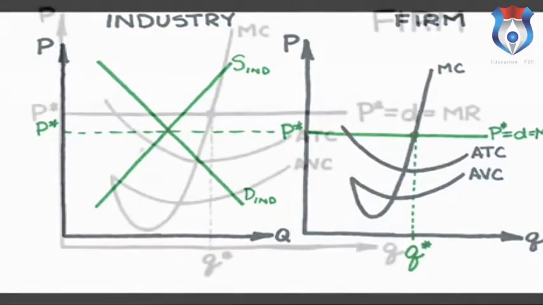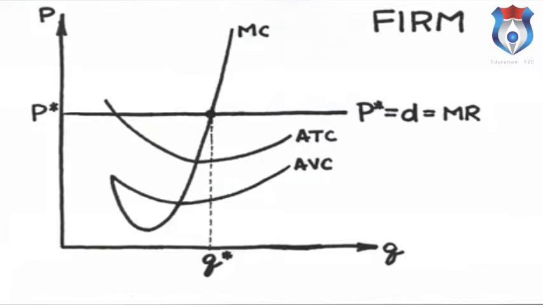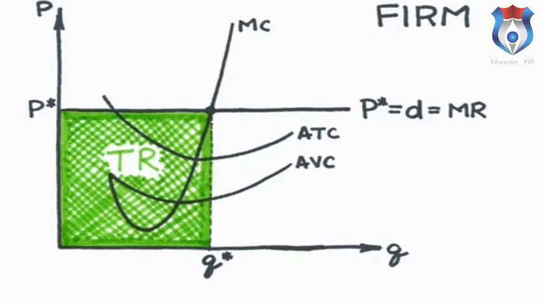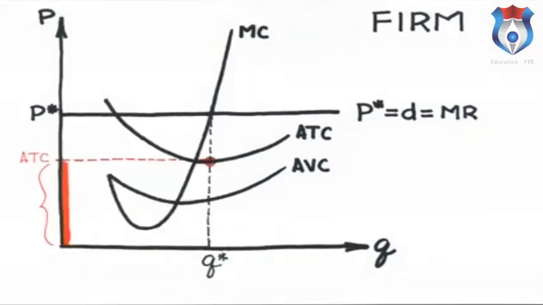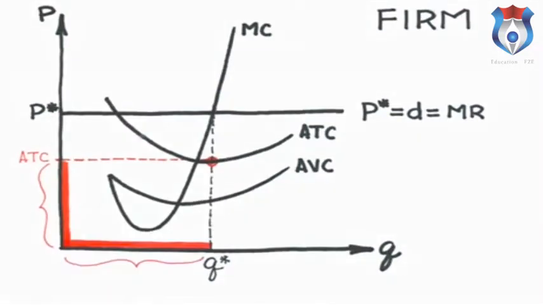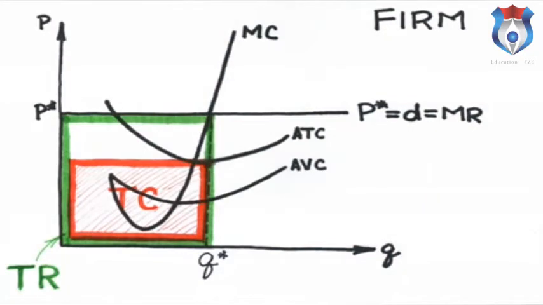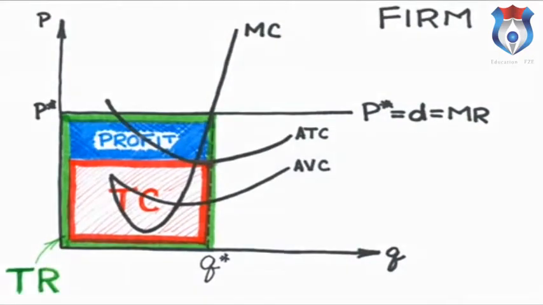At Q star, what is the total revenue coming in? Revenue is the price I can charge times the number of units that I sell. In this case, the green area. At Q star, what's the total cost of producing this output? It's the cost per unit, ATC, times the number of units that I sell, in this case, the red area. The amount of revenue, in green, that doesn't get chewed up by the costs, in red, is profit. In this case, I've indicated profit by the blue area. In the short run, this producer earns positive profits.